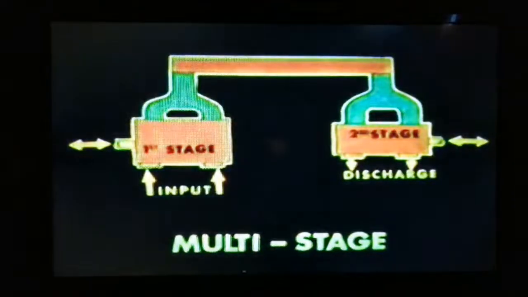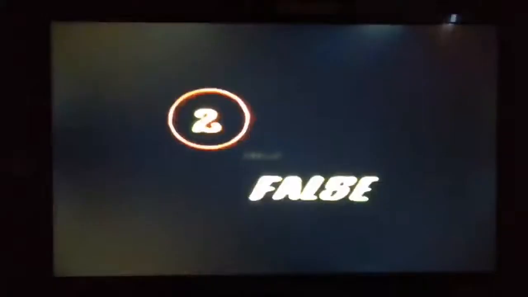A multi-stage compressor consists of 2 or more stages. A single-stage compressor is one in which the compression cycle takes place in a single cylinder.